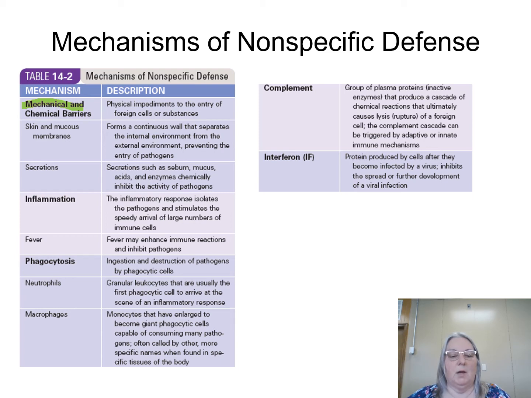Then the monocytes, see here's the monocytes, they enlarge and become macrophages, and those macrophages can eat like nobody's business. Then you have the complement proteins. This is a group of plasma proteins, and what it does is it goes in there and makes the entity explode, or lyse. It's called lysis, where it ruptures.